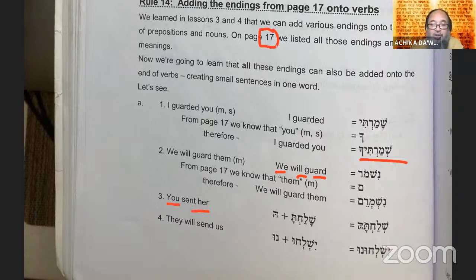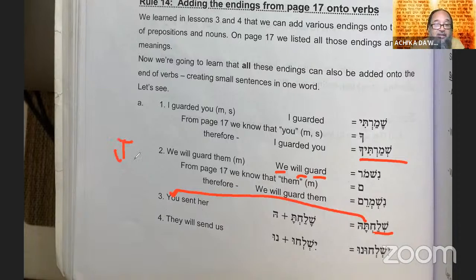Okay. So we know what the her is right here. That's our piece of our puzzle. We know shalak is the three-letter root, and we know the ta is what? You. See? Because at the end of a word, we got ti, that means I. We got ta, right? Which is masculine, right? You.